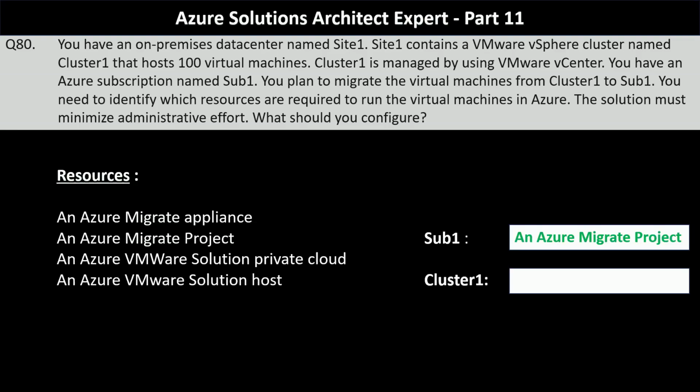You need to use the Azure Migrate appliance to discover and assess the VMs on cluster 1. This appliance is required for discovery and assessment of on-premise VMware environment. It collects data from VMware environment and sends it to Azure Migrate to help understand which resources are required in Azure. So folks, I hope you now understand why I have chosen that an Azure Migrate project needs to be created in subscription 1 and an Azure Migrate appliance needs to be created in cluster 1.